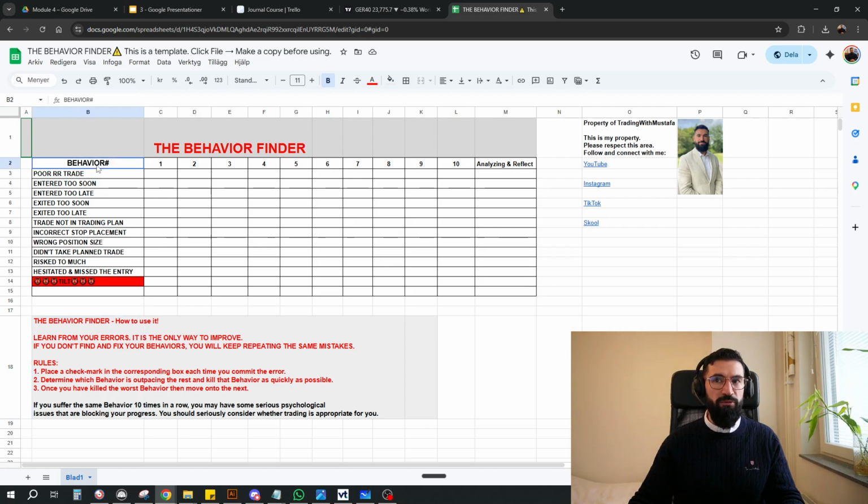So there are a lot of behaviors that we are doing. These behaviors are the most common ones. The most dangerous one is the tilt, right? Determine which behavior is outpacing the rest and kill the behavior as quickly as possible.